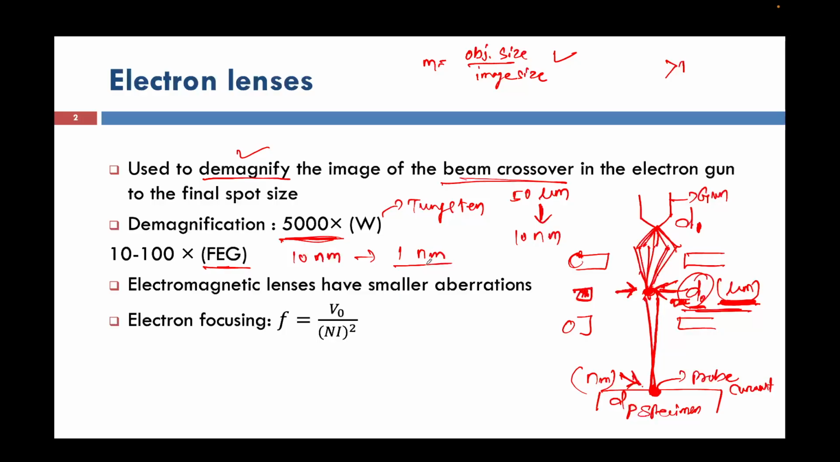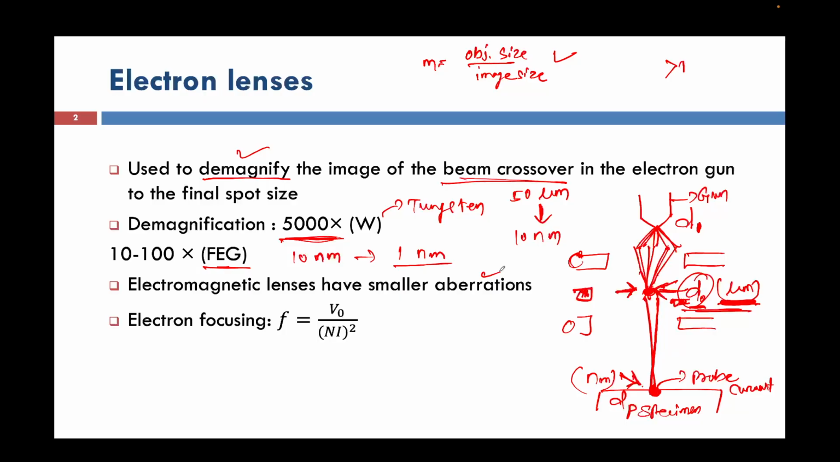And last class we also went through another concept, electrostatic lenses and electromagnetic lenses, and we saw why we switched from electrostatic to electromagnetic lenses. One of the main reasons is that electromagnetic lenses had smaller aberrations, and we always want as minimum aberration as possible, so that our image looks sharp and remains in focus for a longer period of time.